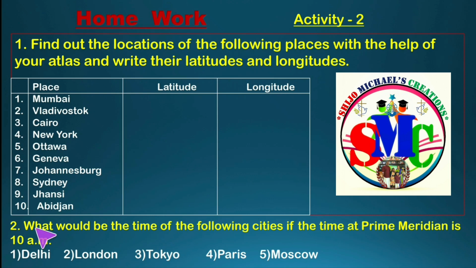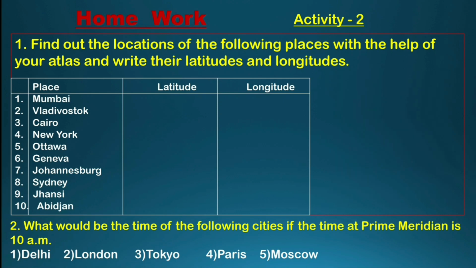And the second one, what would be the time of the following cities if the time at prime meridian is 10 a.m.? Observe, the time at prime meridian is 10 a.m. Then what would be the time in Delhi, London, Tokyo, Paris and Moscow? Here the longitudes are not given. You have to find out the longitudes. Then you have to find out the time differences. The local times you have to find out.